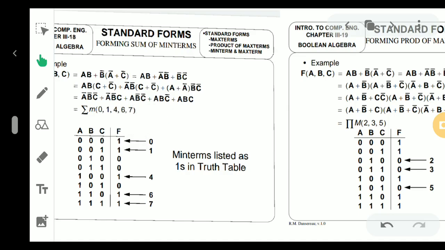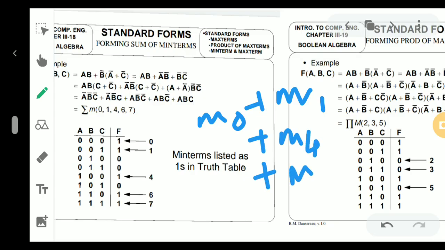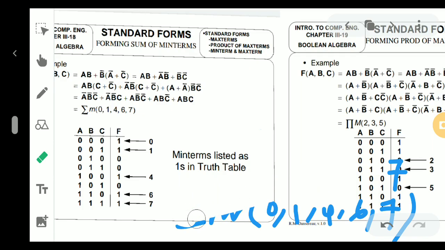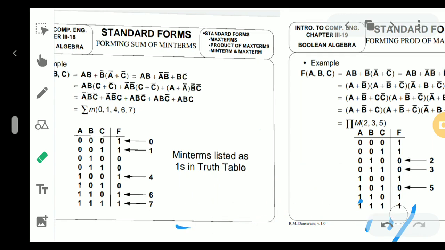Then M0 plus M1 plus M4 plus M6 plus M7. Instead of writing this, you can directly write down sum of M of 0, 1, 4, 6, 7. In this way also you can write it down. Now the same thing we will do, expression will be given and you have to find out the terms.